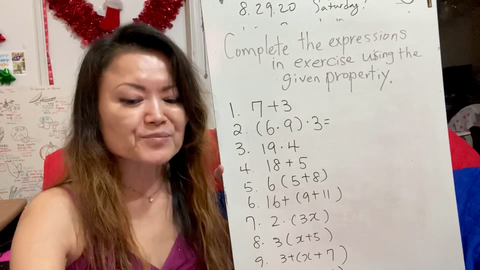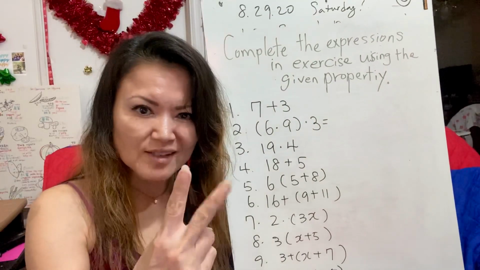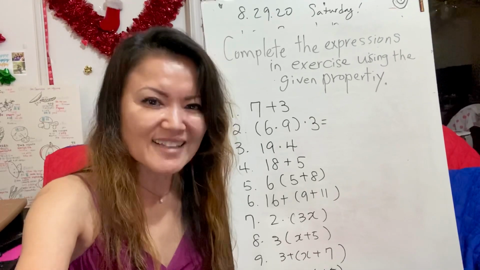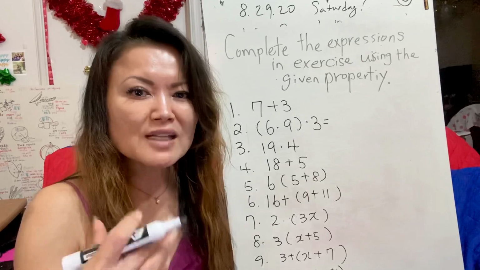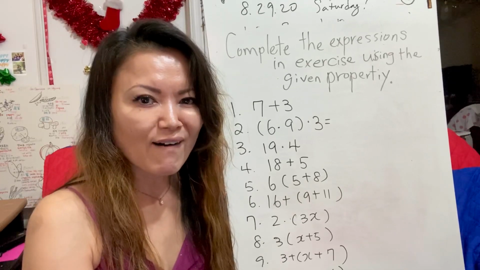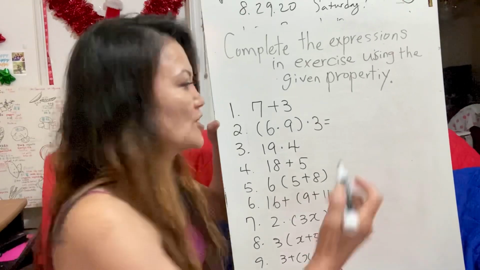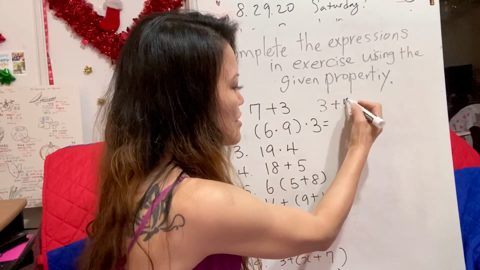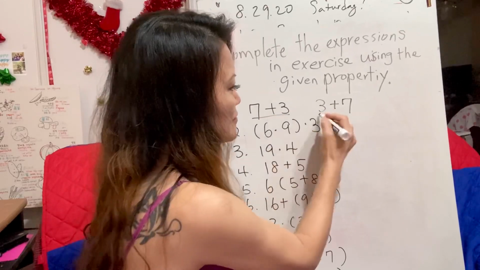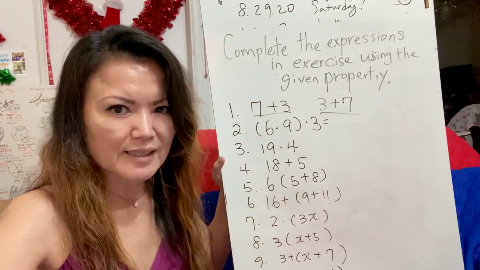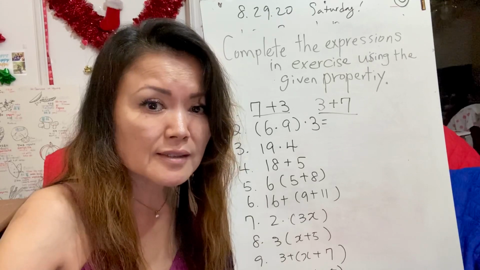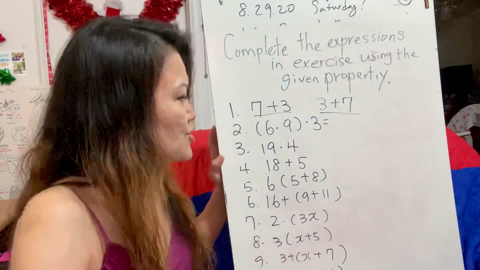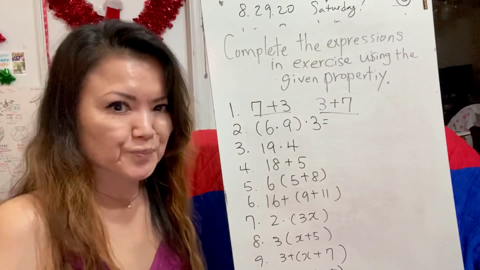Okay, so now look at number 1. 7 plus 3. You see two numbers and addition, right? So you can switch them. It's going to be the commutative property of addition. So to the right, that means a switch: 3 plus 7. It's equal. Okay? What kind of property is this? Commutative property of addition.